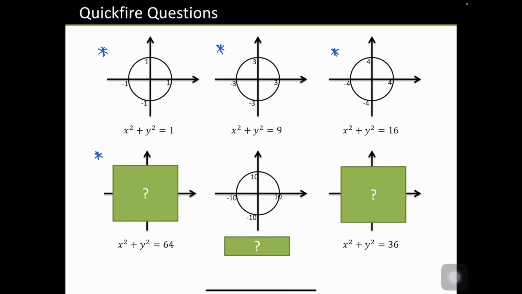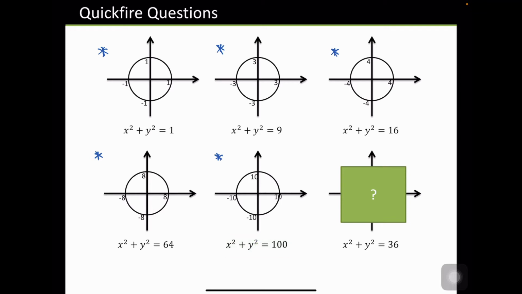R squared is 64, so R has to be 8. Here our radius is 10, so our equation is x squared plus y squared equals 100. And for the next circle, our radius is going to be the square root of 36, so our radius is 6.